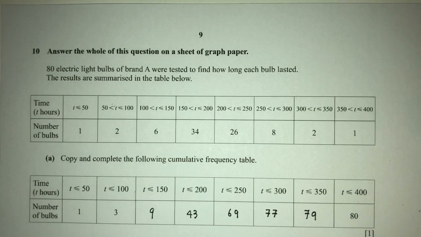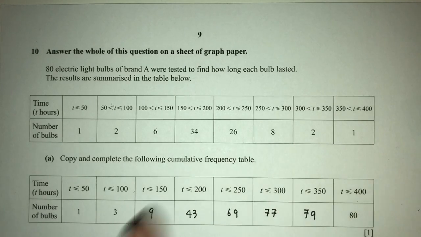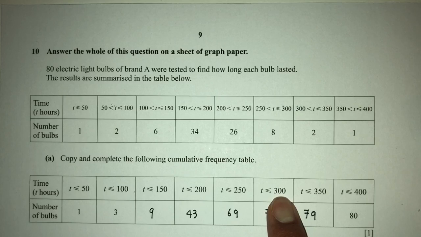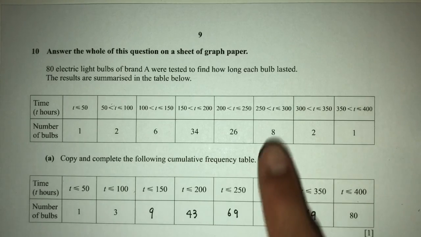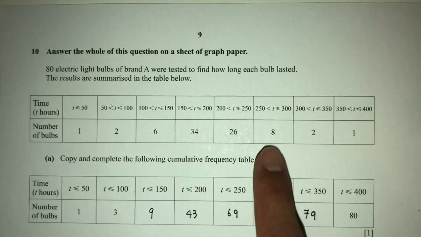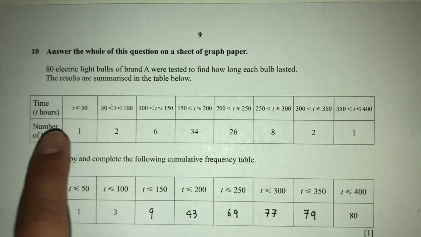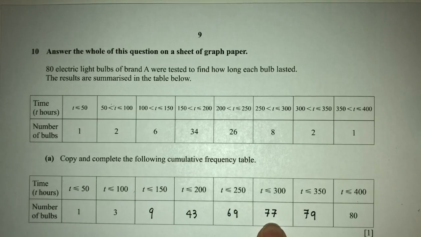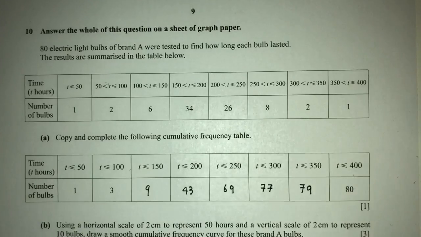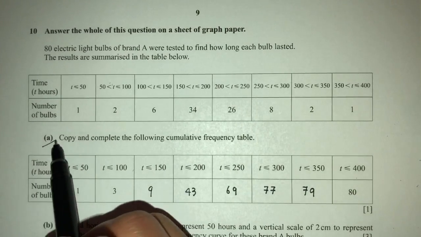Now, the main point here, you have to understand what we are measuring. Let's say I want to measure this value, t less than 300. How would you find this? So you go up, less than 300, it will be everything before this. It will be 8 plus this, and this, that will give you this value. So that's the understanding behind the cumulative frequency table, and that's the first step for this question.